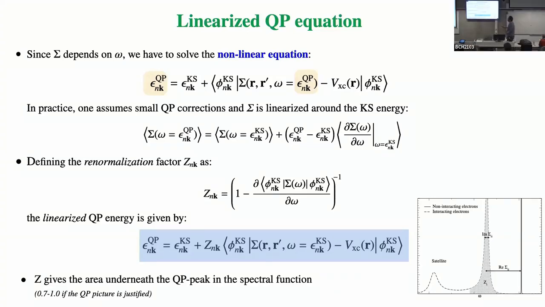And if you do the math, what you realize is that this Z is essentially the area associated with the quasi-particle peak. So this means that if Z is greater than 0.7 or is around 1, you have a well-defined quasi-particle peak. A value of Z smaller than 0.7 means that there is some additional structure due to the satellite, because, as you know, the spectral function integrates to 1.